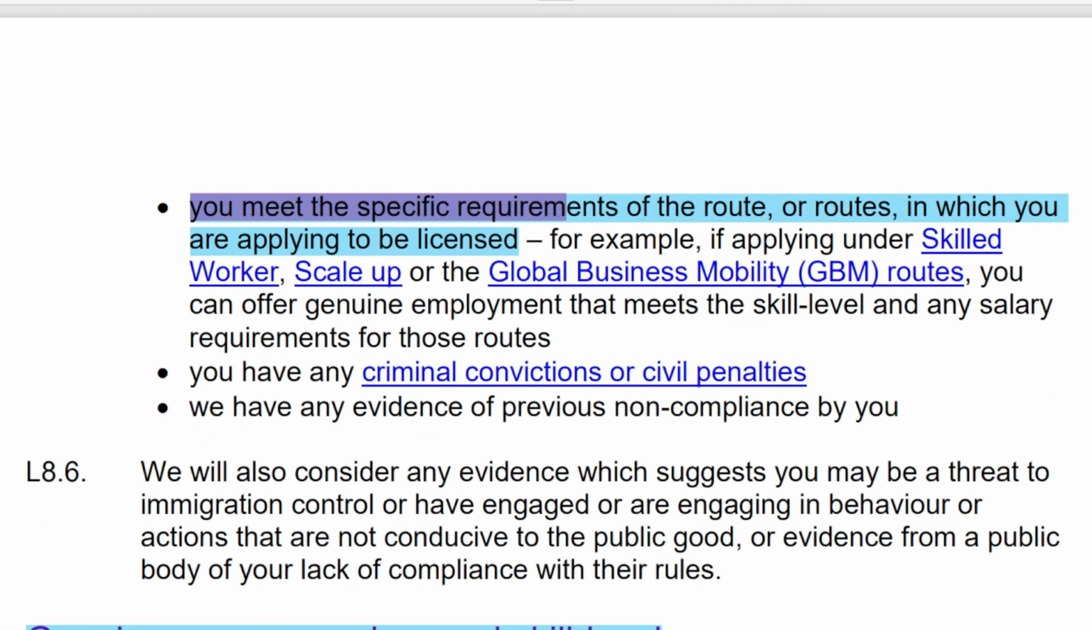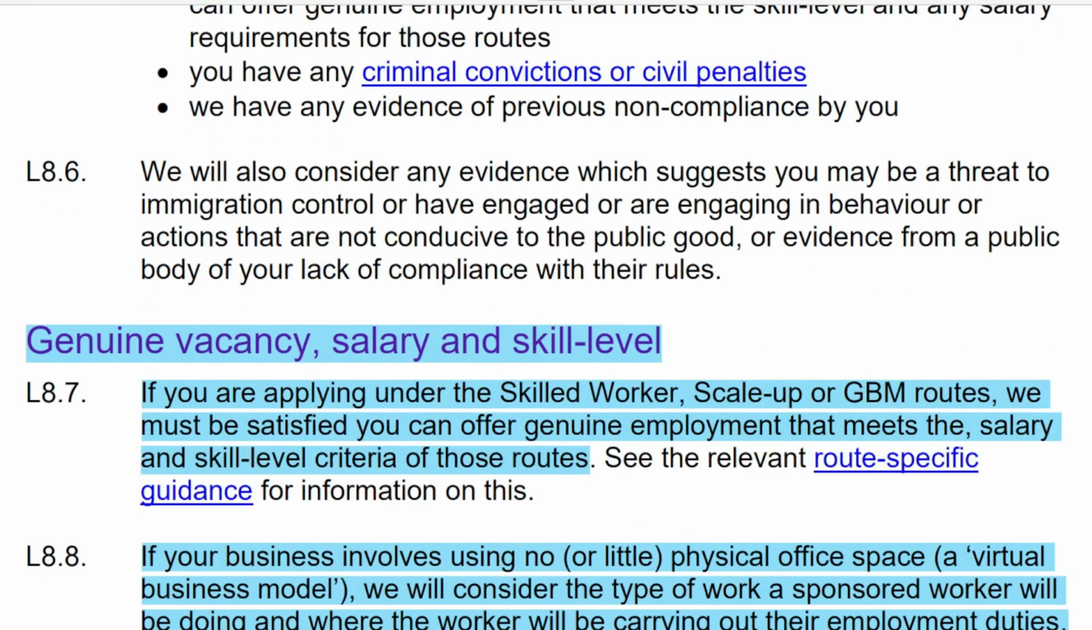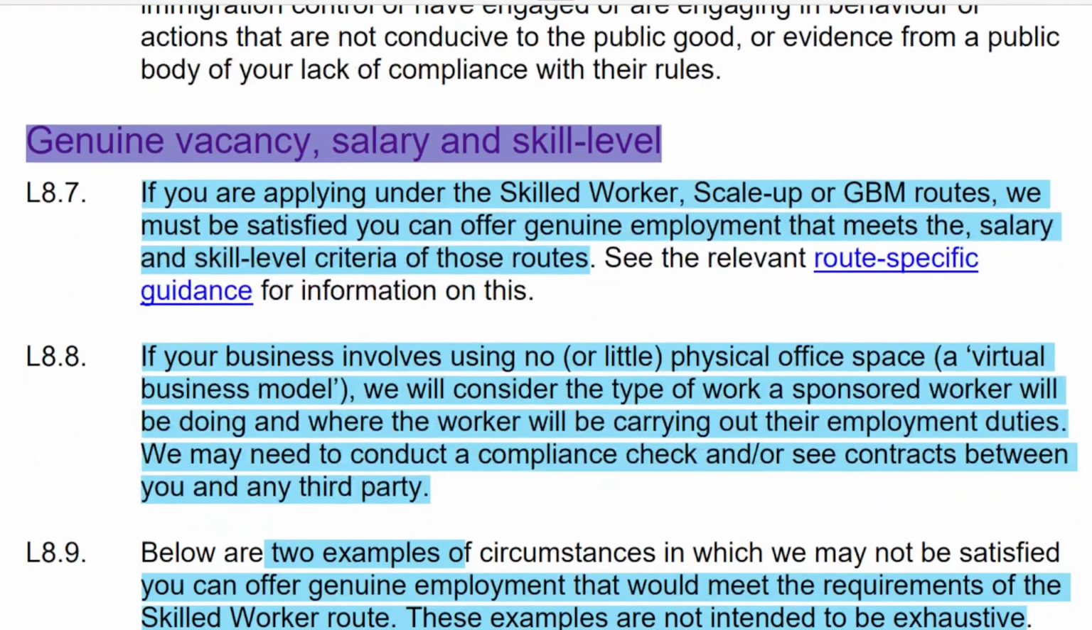You meet the specific requirements of the route or routes in which you are applying to be licensed: genuine vacancy, salary, and skill levels. If you are applying under skilled worker, scale-up or GBM routes, we must be satisfied you can offer genuine employment that meets the salary and skill criteria of those roles.